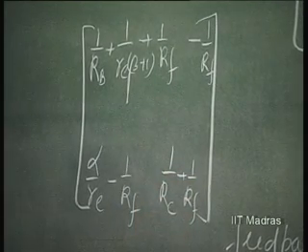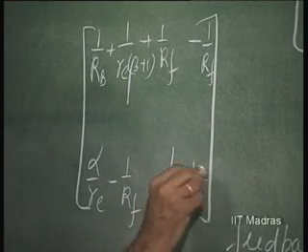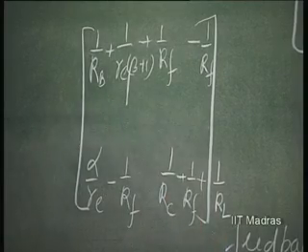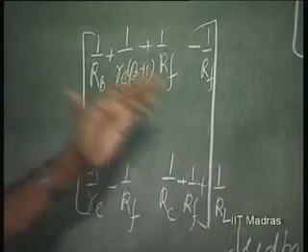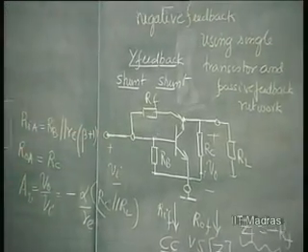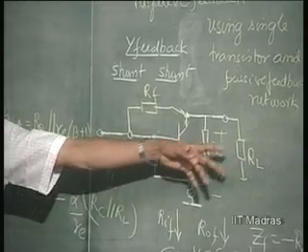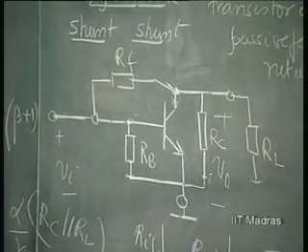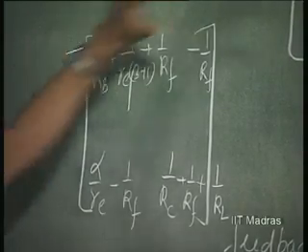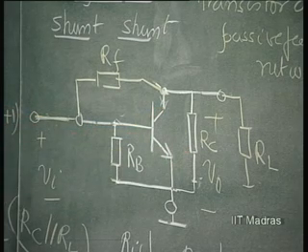Now, if you want the effect of load also to be taken into account, that can be added as an admittance 1 over RL, that is all. If there is any other effect of source impedance coming into the picture, that also can be added as 1 over RS. It is similar to RB here, and RL is similar to RC there. So, this is the composite Y parameter of this feedback amplifier.